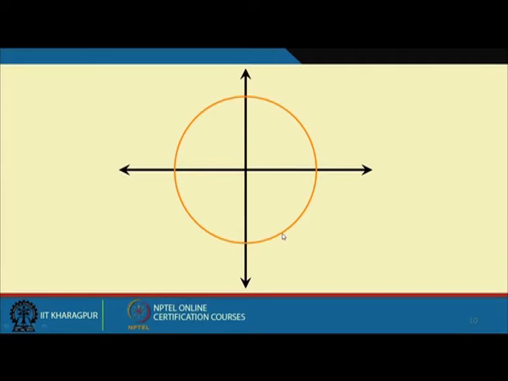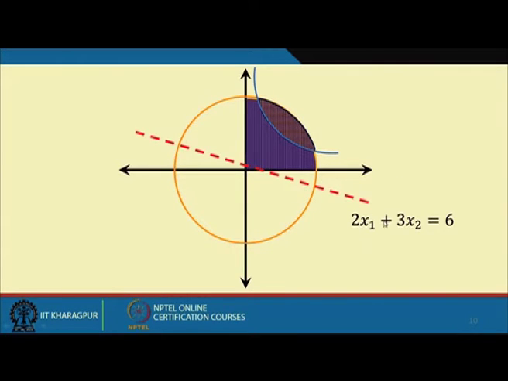Then this is the first constraint, this is the second constraint. Then we can say that the overlapping region is my feasible space. Now, there is one objective function, 2x1 plus 3x2. Now, this objective function is moving. This is one of the level sets of the objective function with the value 6, but there is every provision to improve the value for this.